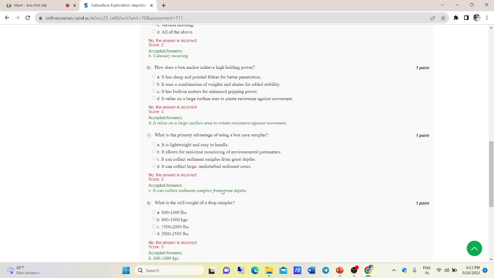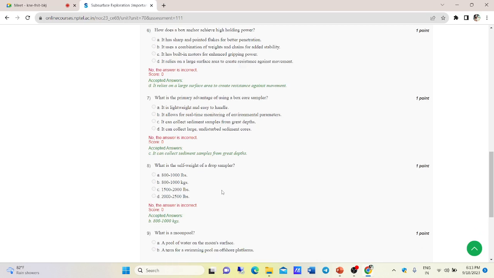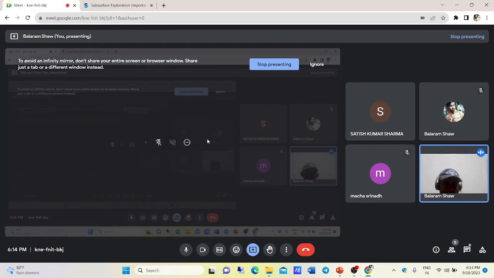They are discussing the collection of samples from great depths. They say it can collect relatively undisturbed samples. This is what the lecture material says. Okay, for this we will come to it at the end. First, let me start the lecture for today.